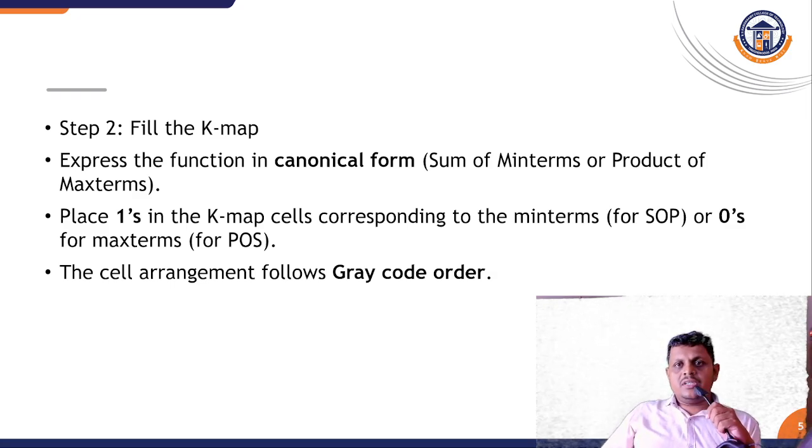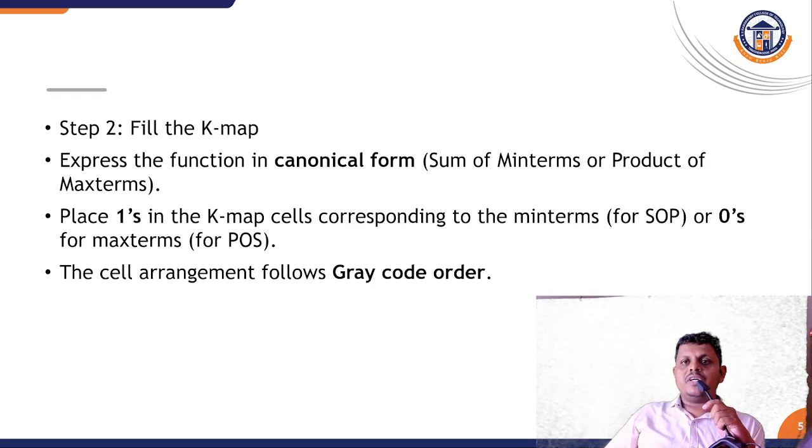This arrangement follows gray code order. Why do we follow gray code order? Because only one bit changes in each and every step of the binary digits. Gray code order means first 0 0, next 0 1, next 1 1, next 1 0. So this is the gray code order.